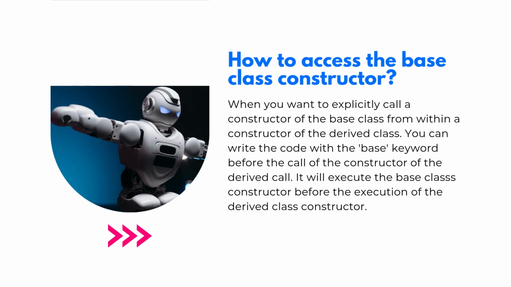How to access the base class constructor. When you want to explicitly call a constructor of the base class from within a constructor of the derived class, you can write the code with the base keyword before the call of the constructor of the derived class. It will execute the base class constructor before the execution of the derived class constructor.